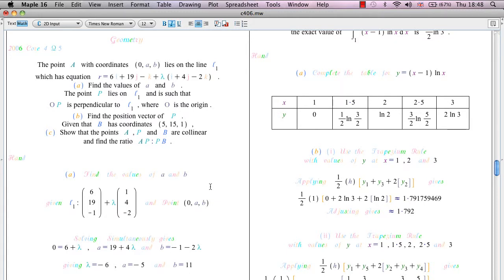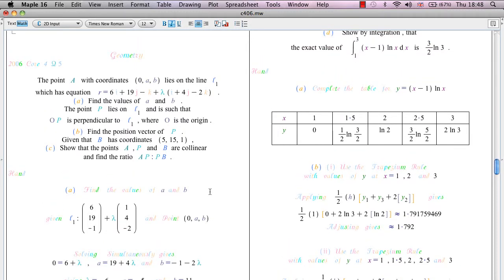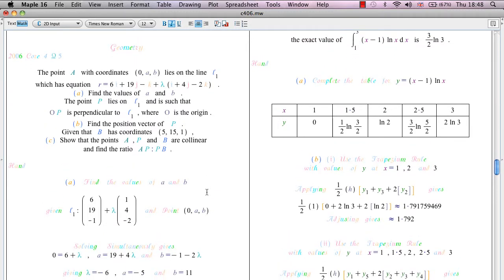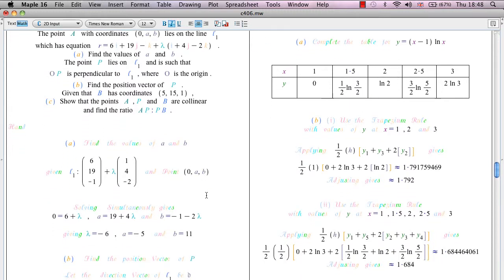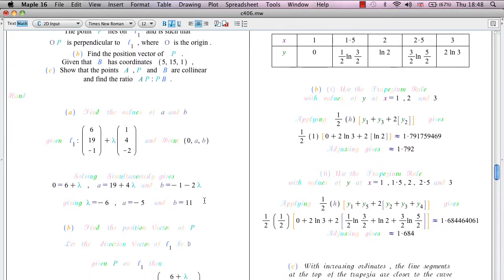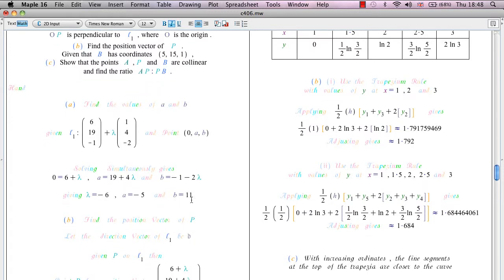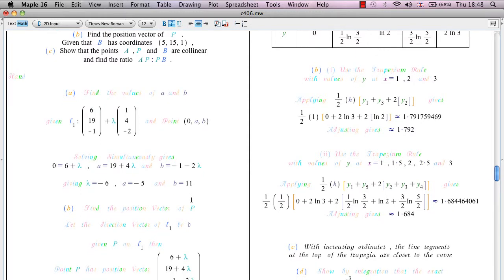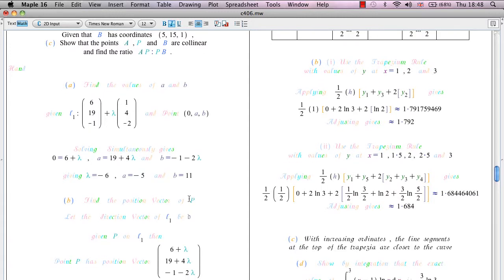So for part A, we can write down the vector equation from the equation given, and from observation we see that 0 is 6 plus lambda, A is 19 plus 4 lambda. And the first expression gives lambda as minus 6, and then we can evaluate A as minus 5, and B will be 11.